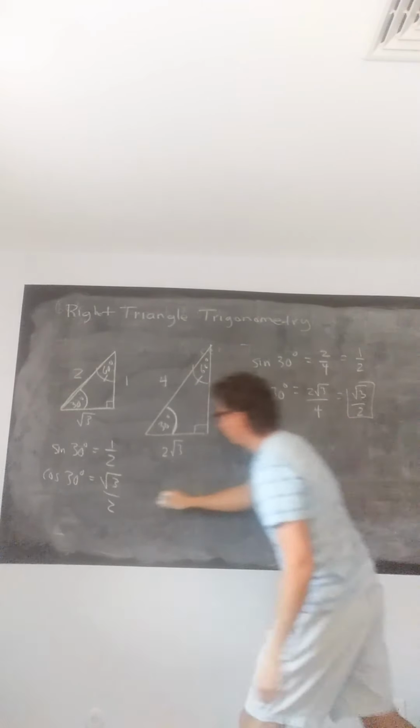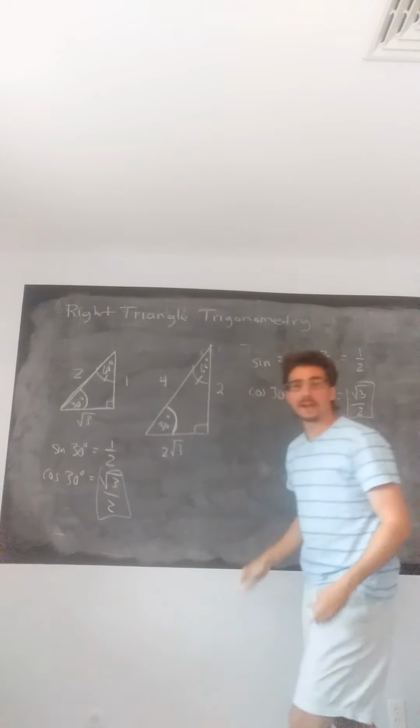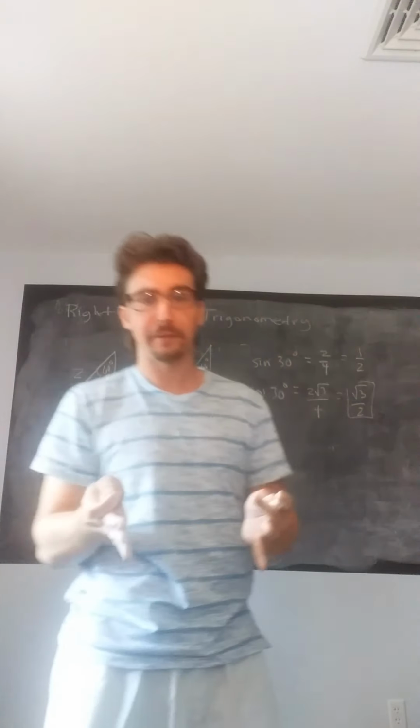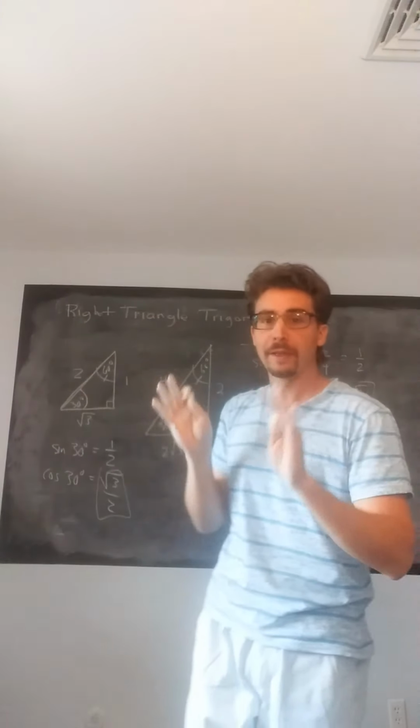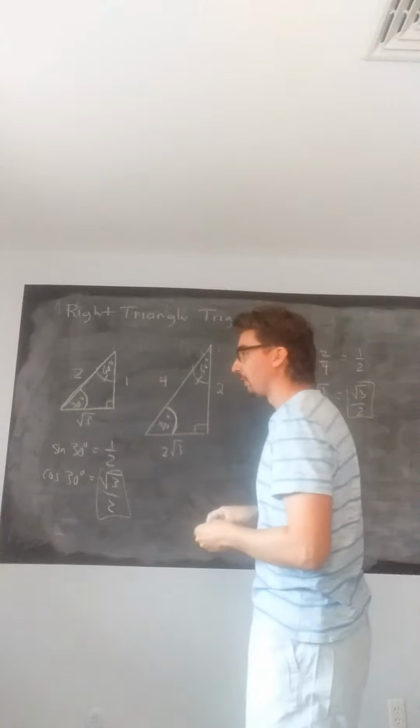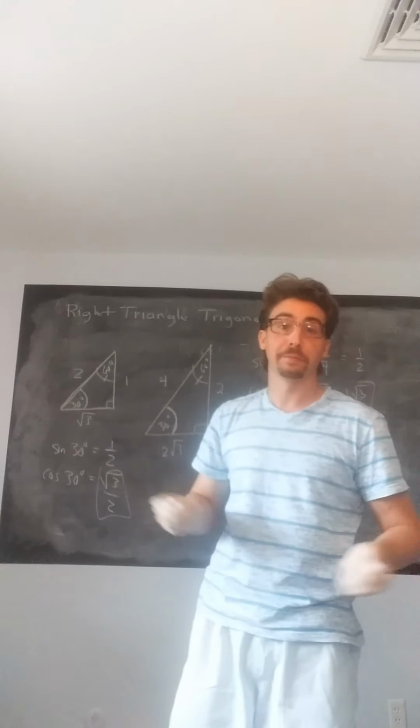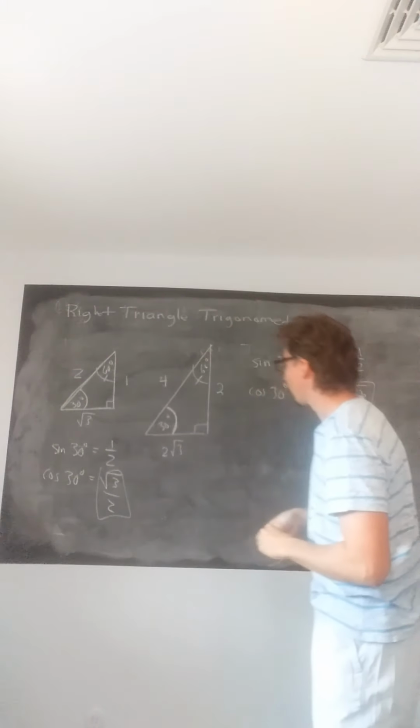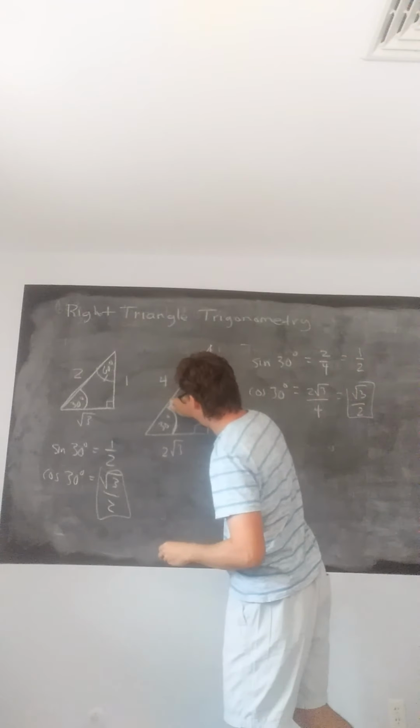So you see, it doesn't matter how big the triangle is, it matters about the angle. So angle measure matters the most. You can almost say the sides are pretty much irrelevant because with the trigonometry, it all comes down to this angle.